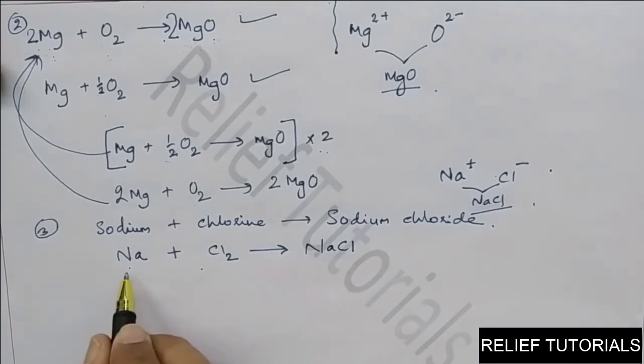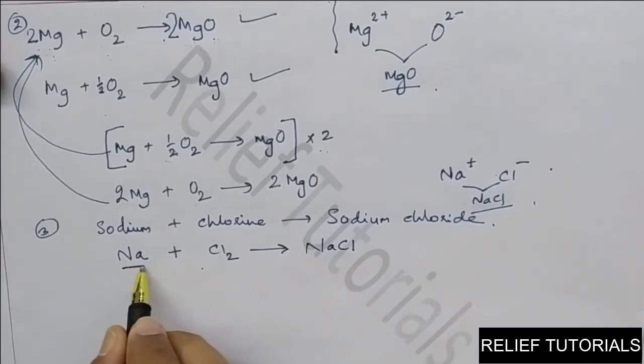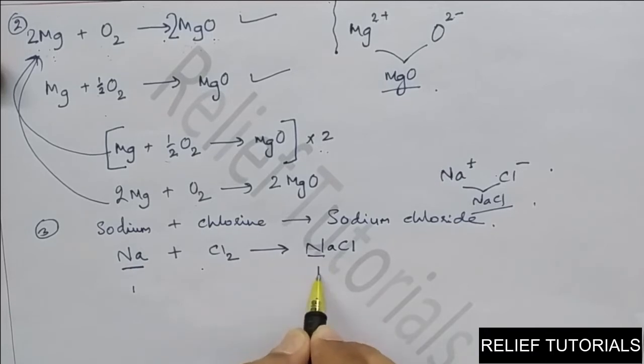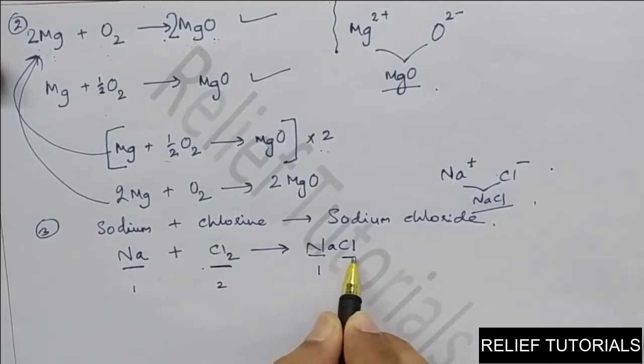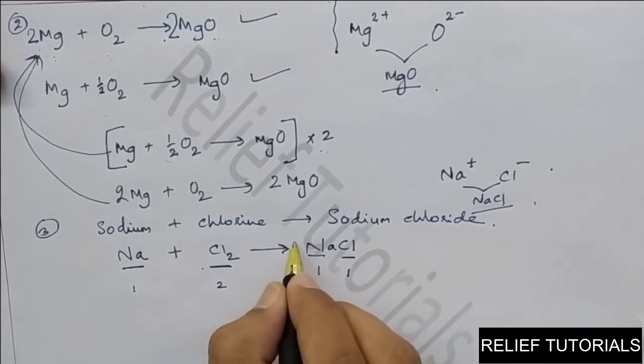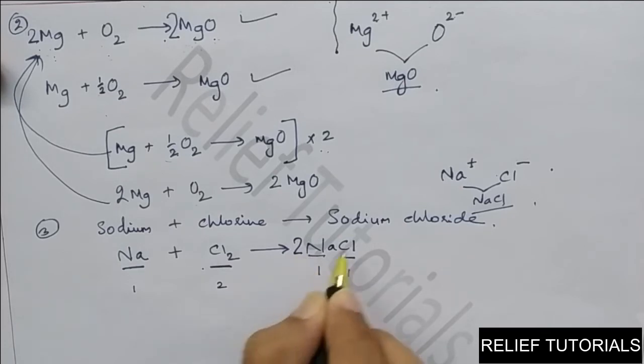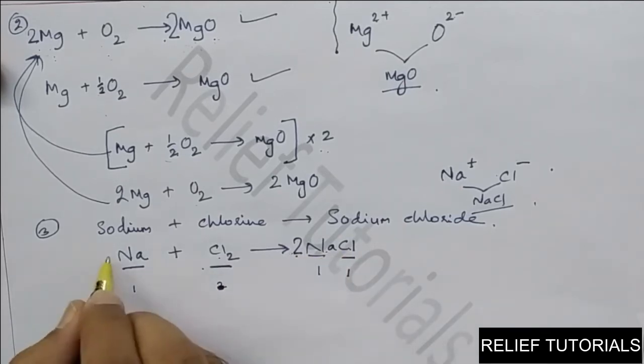Okay, now balancing. Let us see how many sodium atoms are here. 1. Here also 1. How many are for chlorine here? 2. So here 1. How many chlorine here? 1. So how to make it 2? Multiplying this number by 2. So chlorine becomes 2, chlorine here 2 already. Sodium also becomes 2, so you can write 2 here for balancing the sodium.